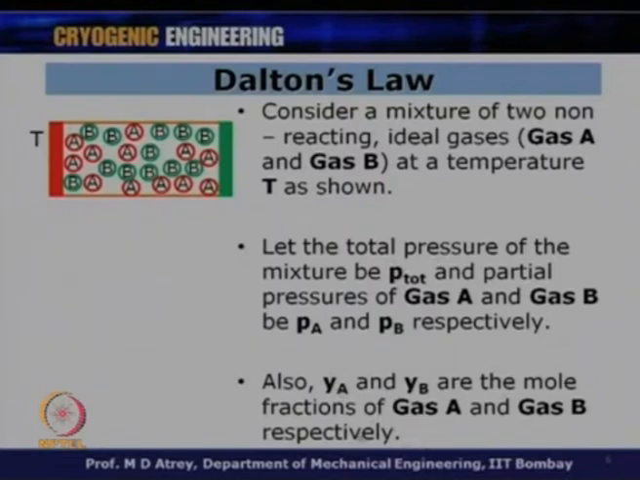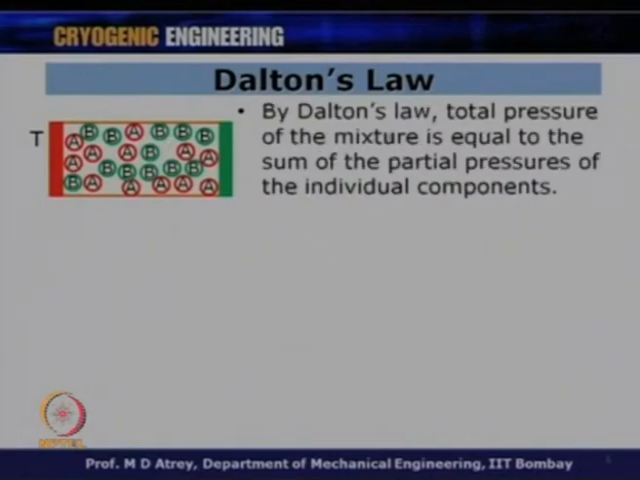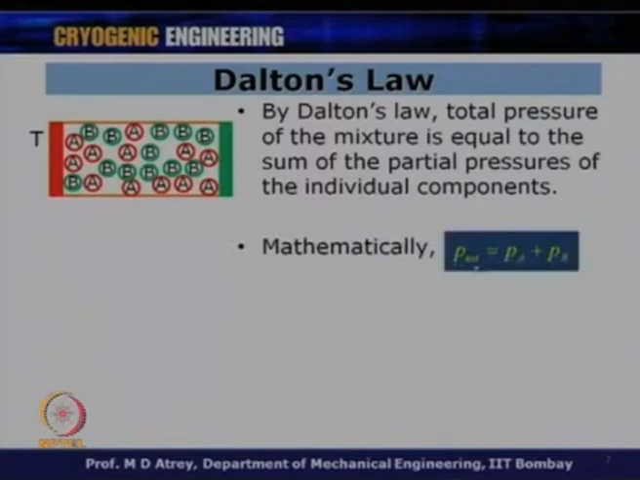How much are the mole fractions? It could be a 0.2 mole fraction of YA and 0.8 mole fraction of YB, or something like that, depending on how much quantity of gas A and gas B is there in a given enclosure, which will decide the mole fractions YA and YB. By Dalton's law, the total pressure of the mixture is equal to the sum of the partial pressures of the individual components. It is a very clear and simple law that P total will depend on the sum of the partial pressures of the individual components, that is PA and PB. So, mathematically I can write P total is equal to PA plus PB. This is, the total pressure of the mixture is equal to the sum of the partial pressures of gas A and gas B, as you can see from here.